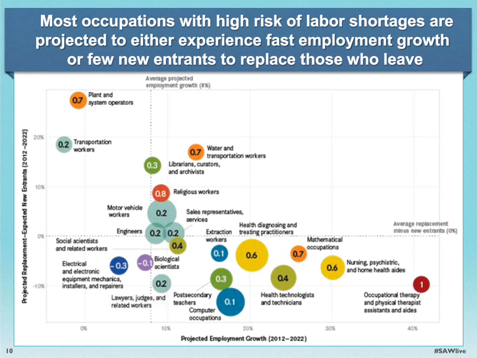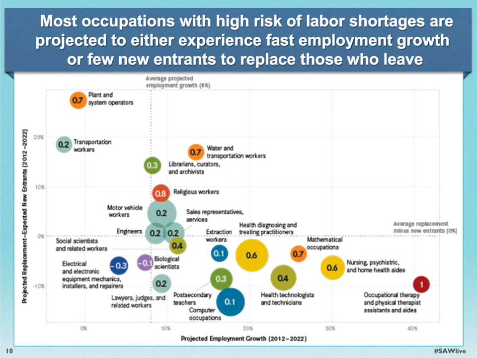So an outlier here, if you look all the way up, is plant and system operators. That's an occupation where there are a lot of people who are about to retire and very few people to replace them. So we see that the more you are to the right, or the more you're towards the upper part of this chart, the more likely you are to have a higher rank. And the numbers within the bubbles are the value of the labor shortages index. So you'll see why some occupations are ranked high and some occupations are ranked low.